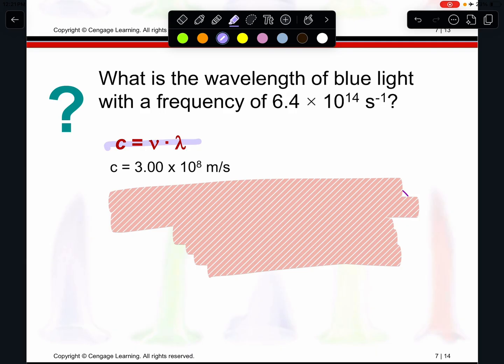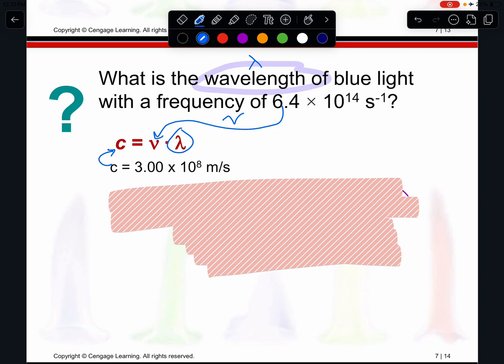Now let's do some math here. You will be provided with this equation, and you will be provided with the speed of light always. You do not have to memorize either of those. So we're looking at, what is the wavelength? We are trying to find this lambda of the blue light with a frequency of 6.4 times 10 to the 14th seconds to the -1. So again, frequency is the v.